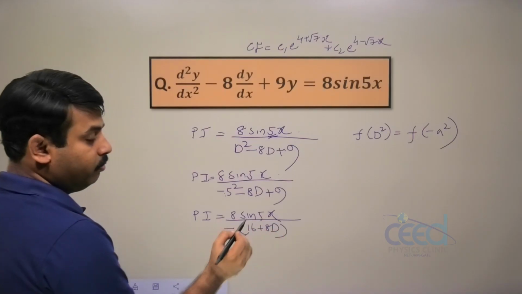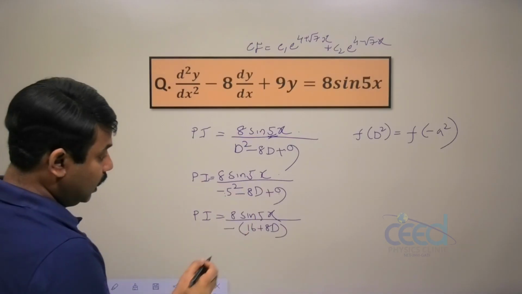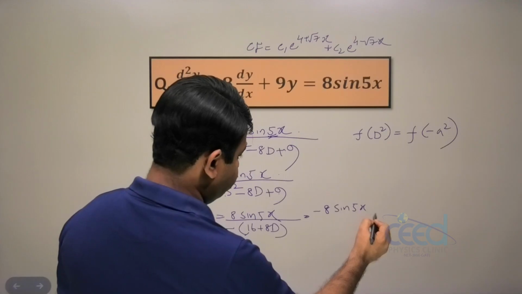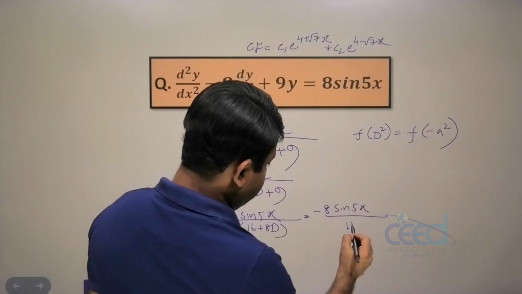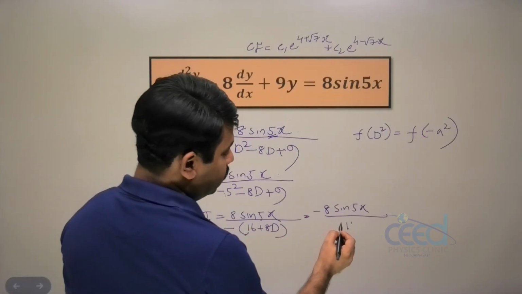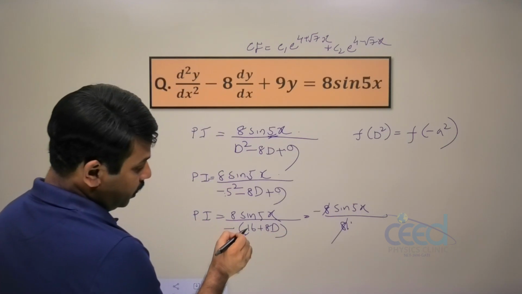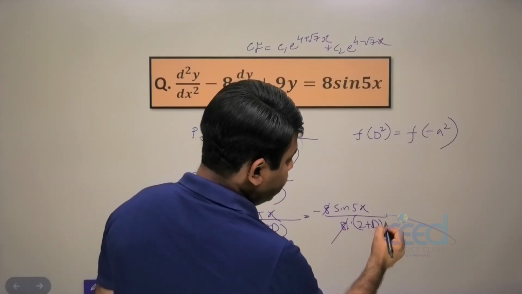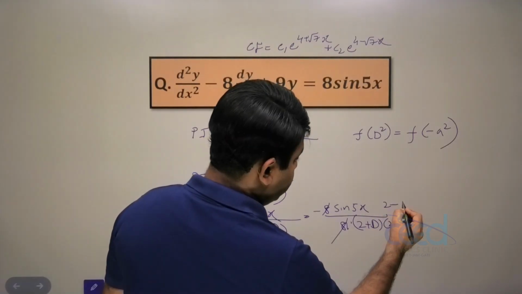Now we have to remove d. For that, what we have to do? So here 25 minus 8 sin 5x, you have to multiply with the conjugate. Here 16 we can take, you can take 8 out, then 8 and 8 cancel out. Remaining is 2 plus d. Then multiply with the conjugate, 2 minus d.